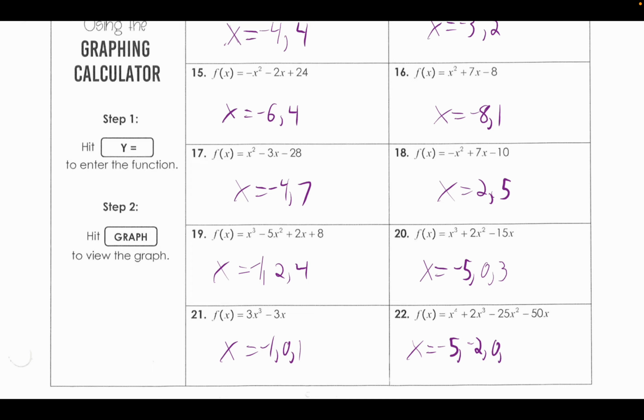And that's my answer. So we found zeros graphically by seeing where it crossed the x-axis, algebraically by finding where it crossed the x-axis by plugging in 0 for f of x or y and solving for x, and then graphically again using a graphing calculator. And that wraps up section 4.4.